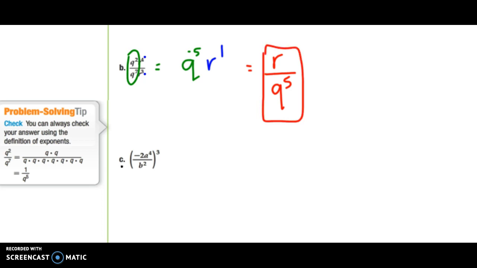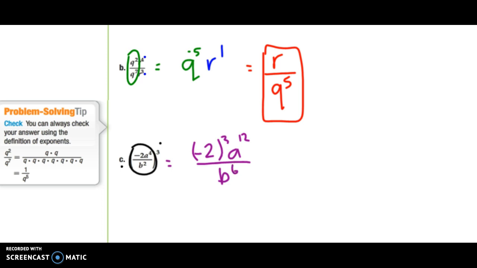Letter C. So if I'm looking at letter C, the first thing I see is that I have this whole quotient to the power of 3. So I'm going to give that power of 3 to everything within my parentheses. So I get negative 2 to the third power. I get a to the 4 times 3, which is a to the 12th power, over b to the 2 times 3, which is b to the 6th power.